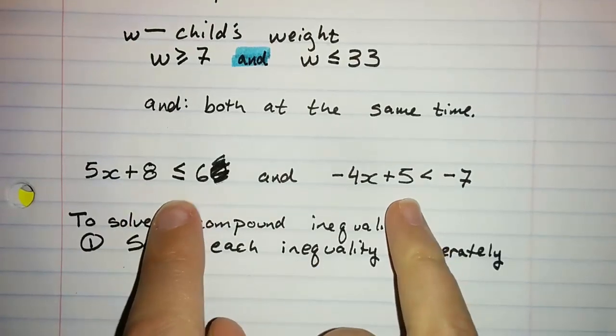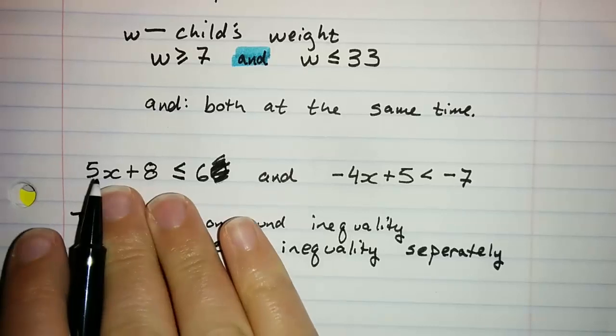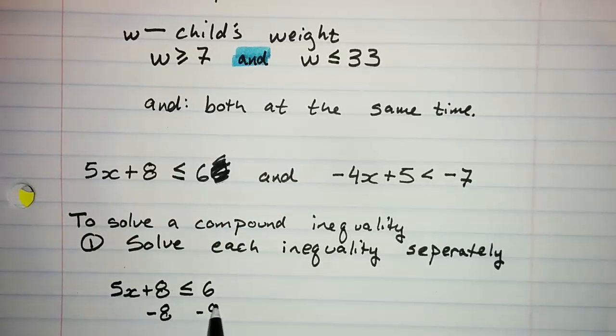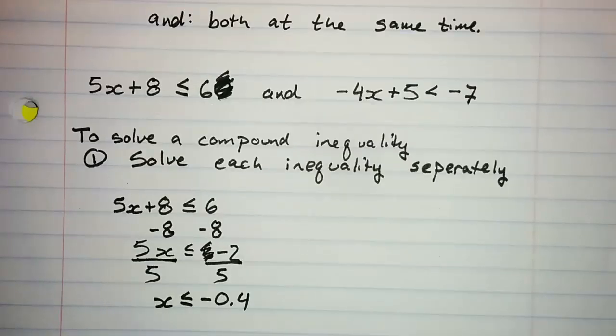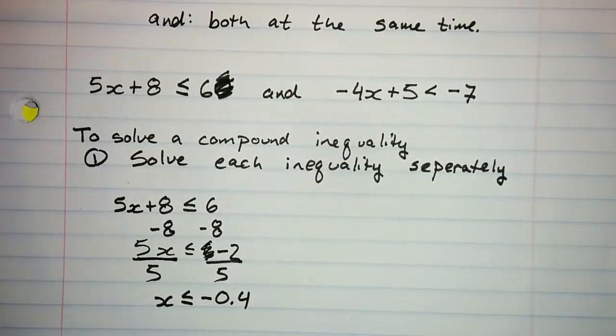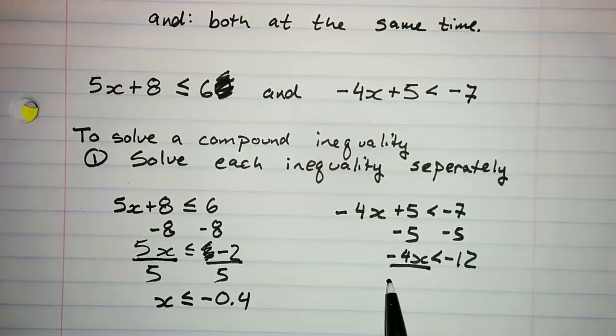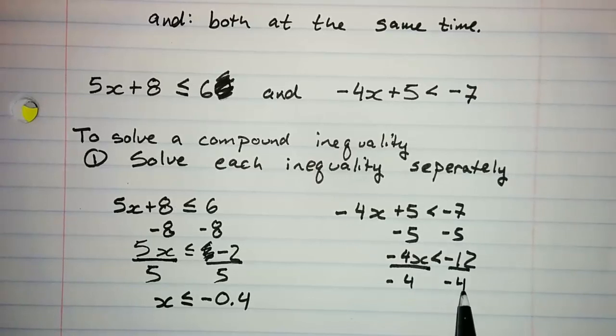First, we solve each of these two inequalities separately. So I'm going to solve this one first. I'll subtract 8 from both sides, divide both sides by 5. I get x is less than or equal to negative 0.4. Now I solve this inequality. Subtract 5 from both sides, divide both sides by negative 4. And what do I have to do when I divide both sides by negative 4? Right, I need to reverse the inequality.